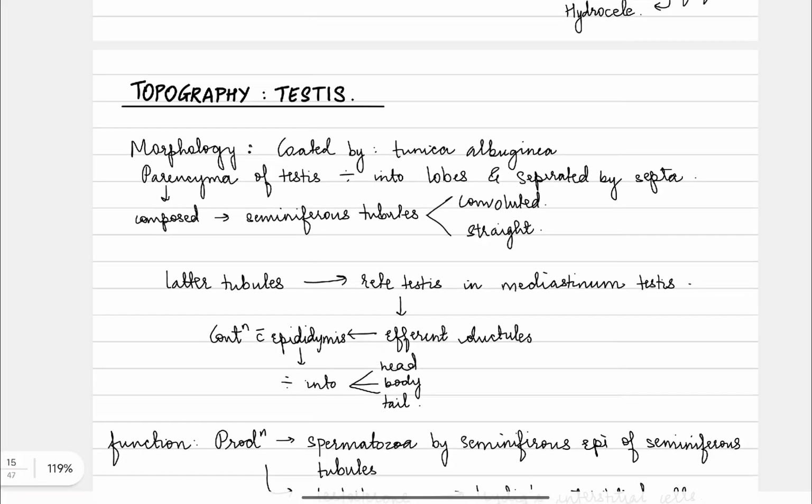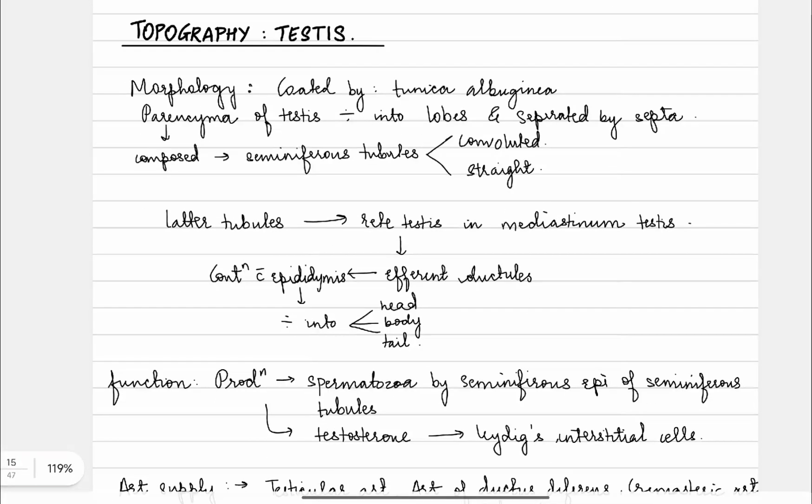Okay, next is topography of testes. In this morphology it is coated by tunica albuginea. Okay.